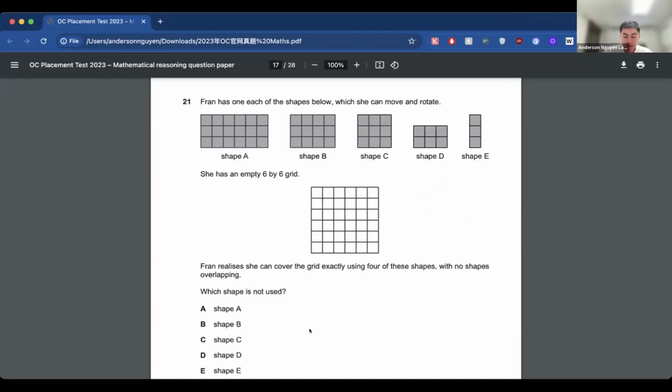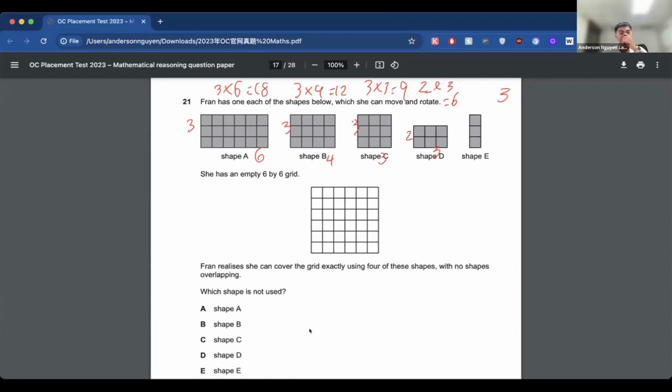So now you just need to count how many squares are in each of the shapes above. For A, it's 3 rows of 6. So 3 times 6 is 18. For shape B, it's 3 by 4. So 3 rows of 4, giving you 12. C, it's 3 by 3. So 3 by 3 is 9. D is 2 rows of 3. So 2 times 3 is 6. And the last one's just 3, right?